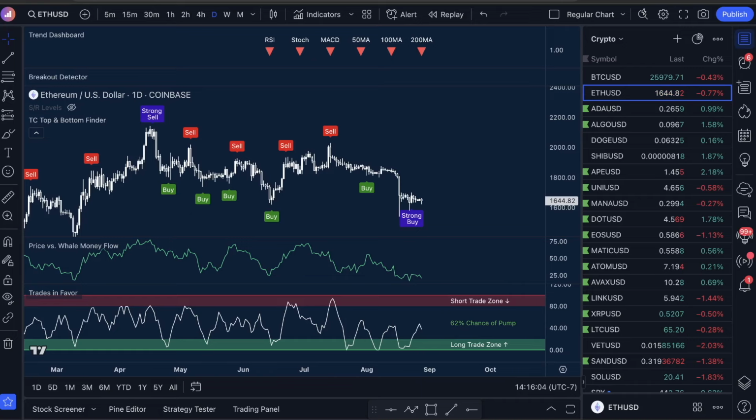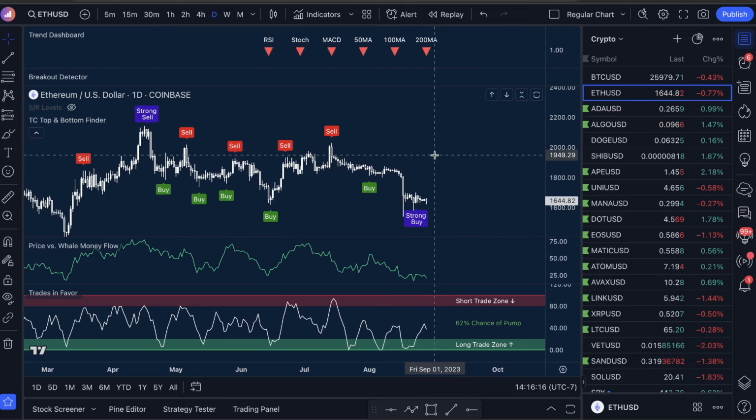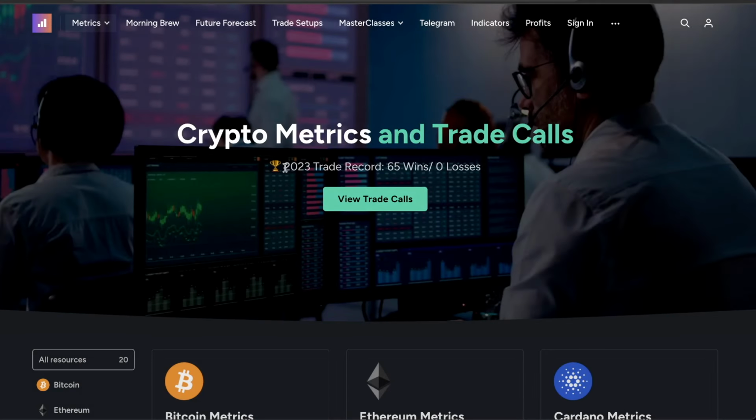But it's not as easy as just throwing up some price action and saying, oh, let's just enter the market. No, we've got some tools here. So I'm going to do a rundown of a list of the tools that we use to accomplish the highest win rate ever recorded on YouTube for scalping crypto. This is a 2023 record. I want to show this to you guys on the front page just to keep everything transparent. In 2023, we have won 65 trades and have had 0 losses.